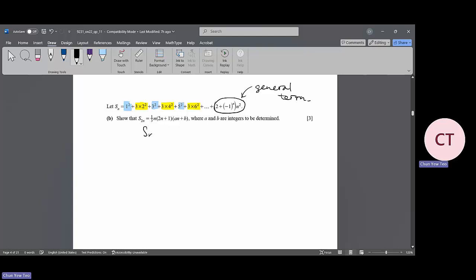So basically, Sn is actually the sum of r from 1 until n of the general term, with negative 1 to the power r, r squared. However, if you write it like this, it's not really helpful. So we need to figure out a more useful way to represent them in terms of series so that we can find the sum. Now you can see the question is asking you to find S2n.